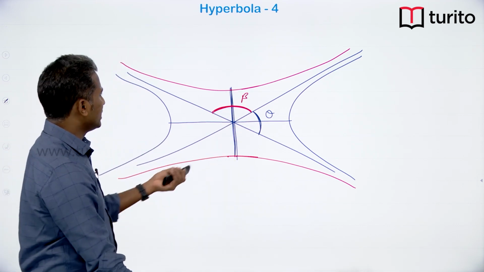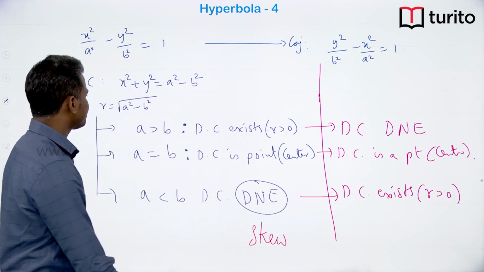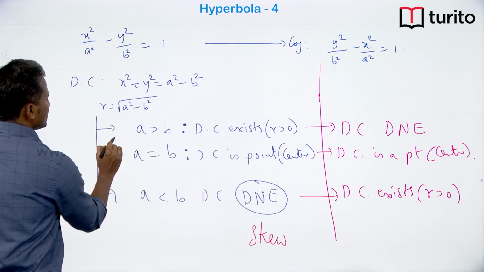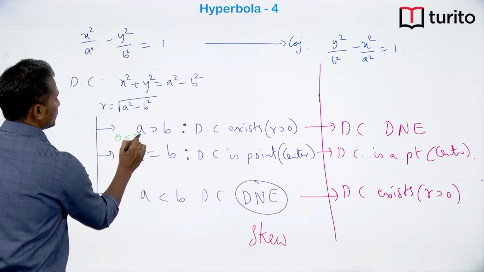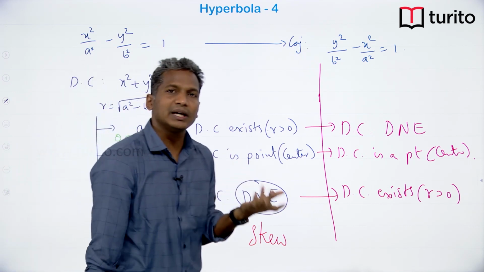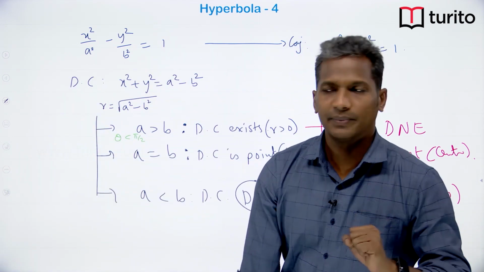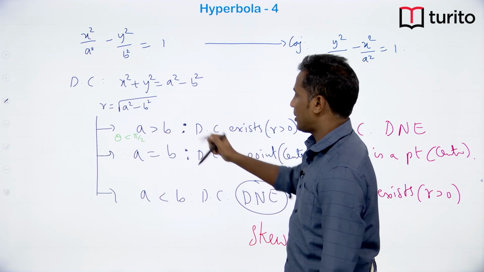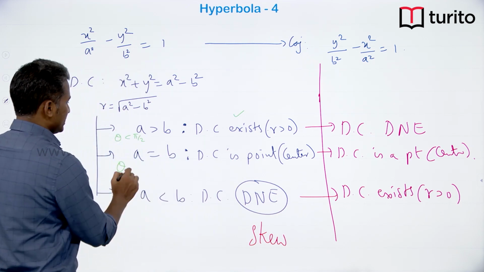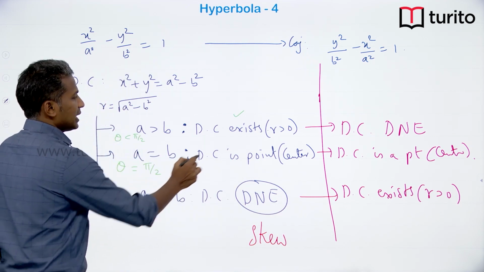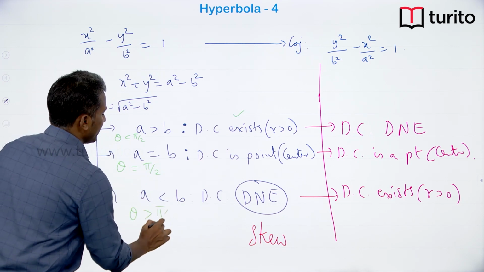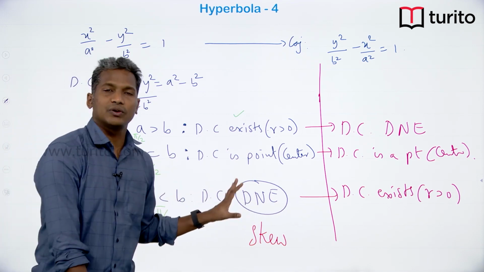Here we can pose conditions like this. I am writing this in green. For the first case, theta will be less than pi by 2. You know the formula for theta: it is 2 times tan inverse of b by a. If theta is less than pi by 2, the director circle exists. If theta is equal to pi by 2, the director circle is a point. Similarly, if theta is greater than pi by 2, the director circle does not exist.